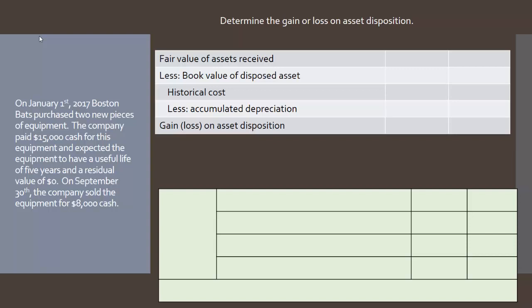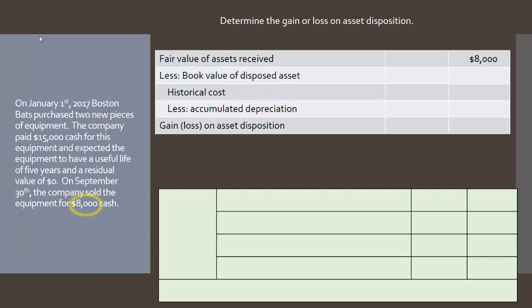So to figure this out, you have to figure out what you're getting: the fair value of your assets received. Well, the information tells us that on September 30th, the company sold the equipment for $8,000 cash. So what are we receiving? We're receiving $8,000. From that, we need to subtract out the book value of this asset we're disposing of.